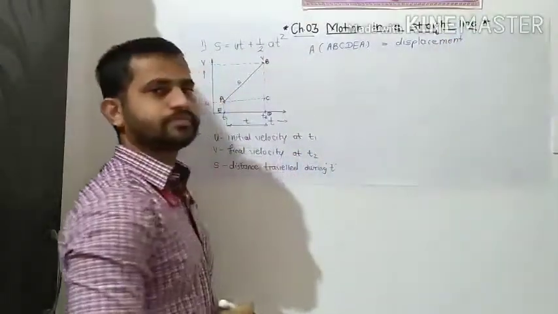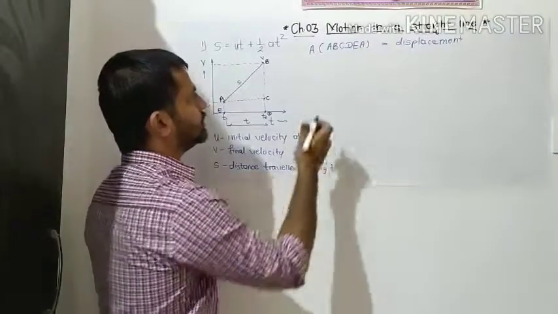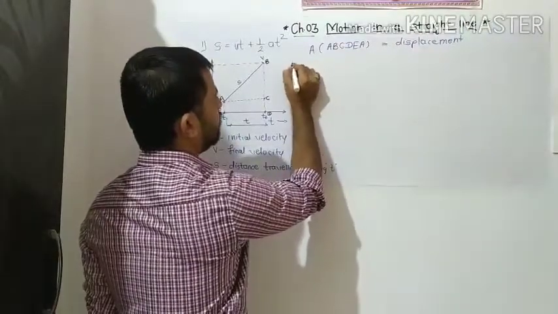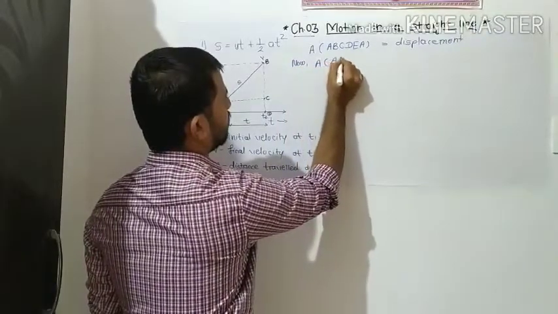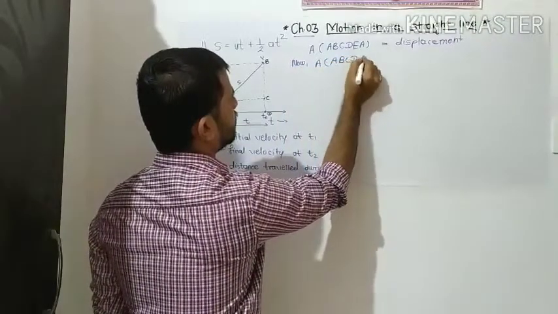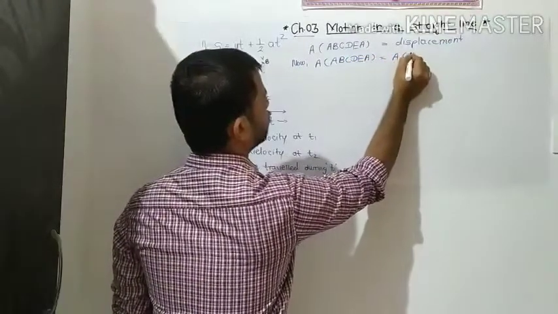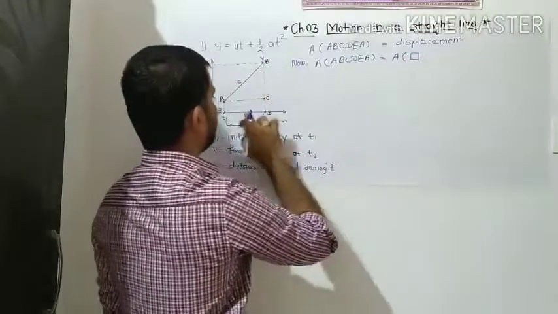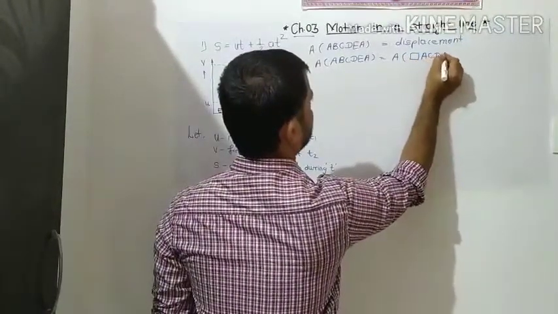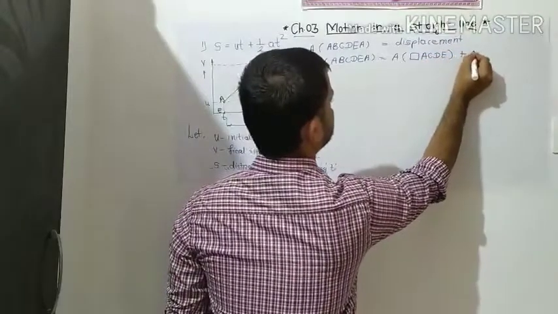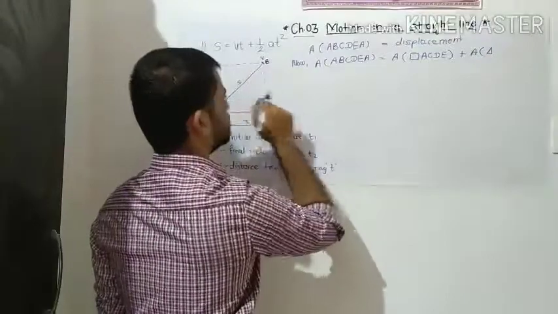So in this, area will be equal to displacement. So let us divide this area. Now area A, B, C, D, E, A is equal to area of rectangle ACDE plus area of triangle ABC.